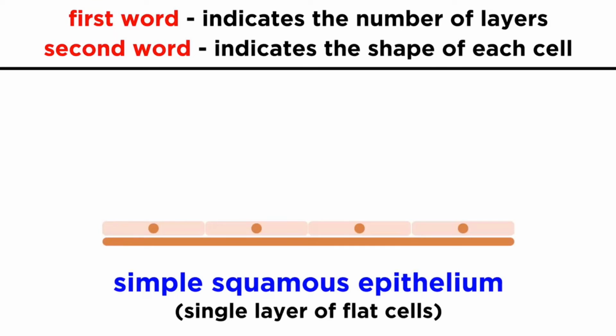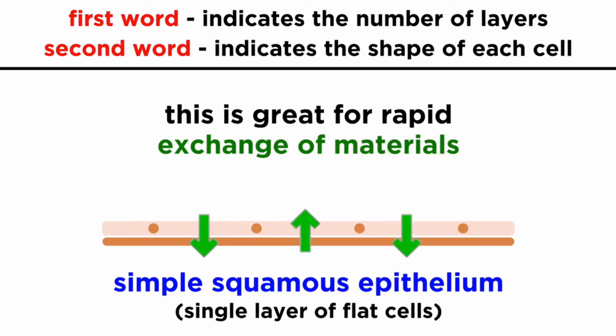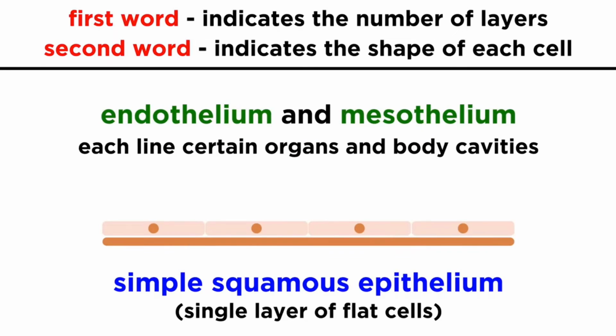So for example, we can have a simple squamous epithelium, a single layer of flat cells with disc-shaped nuclei. This looks kind of like a tiled floor, and this structure is ideal when rapid exchange of materials by diffusion is important. Two types of simple squamous epithelia are endothelium and mesothelium, which differ in their location in the body, and we will talk more about these later.